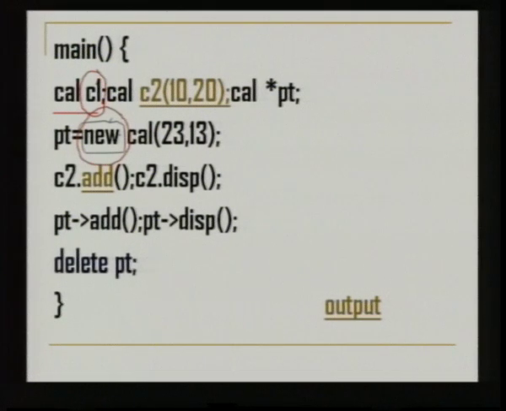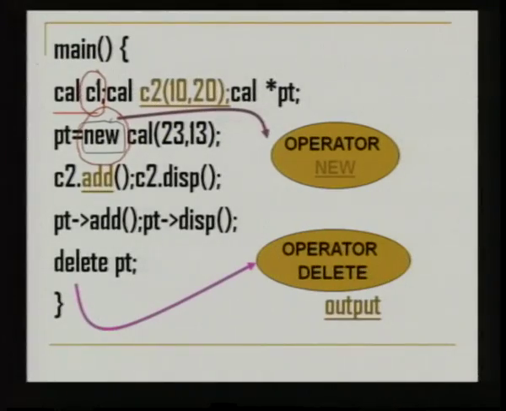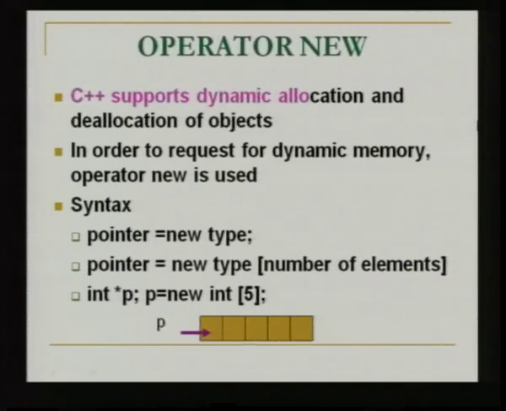So, why is this new operator used and why is this delete operator used? Only with the pointer variable. They have a special purpose in C++. So, we will see how these delete and new operators work over here. The delete and new operators are used with dynamic memory allocation.